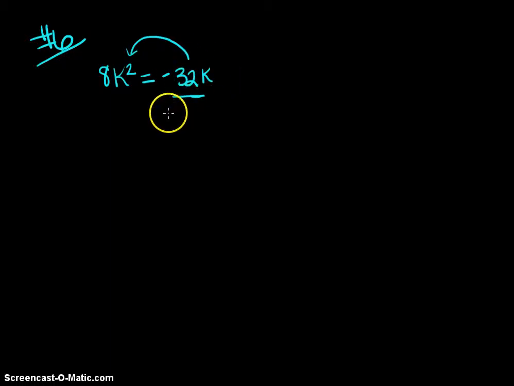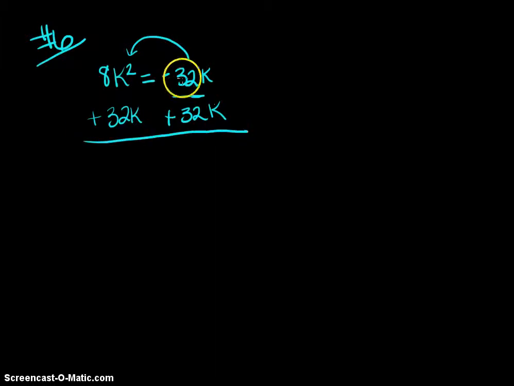The opposite of subtraction is addition. So we're going to add 32k to both sides. Negative 32k plus 32k reduces down to 0. So now we have that magic 0 that we're looking for, and we are left with 8k squared plus 32k.